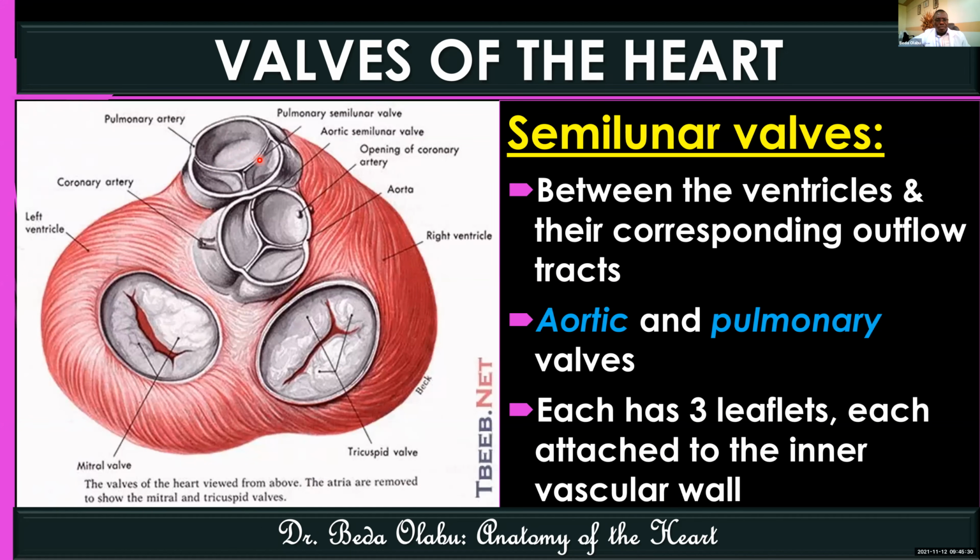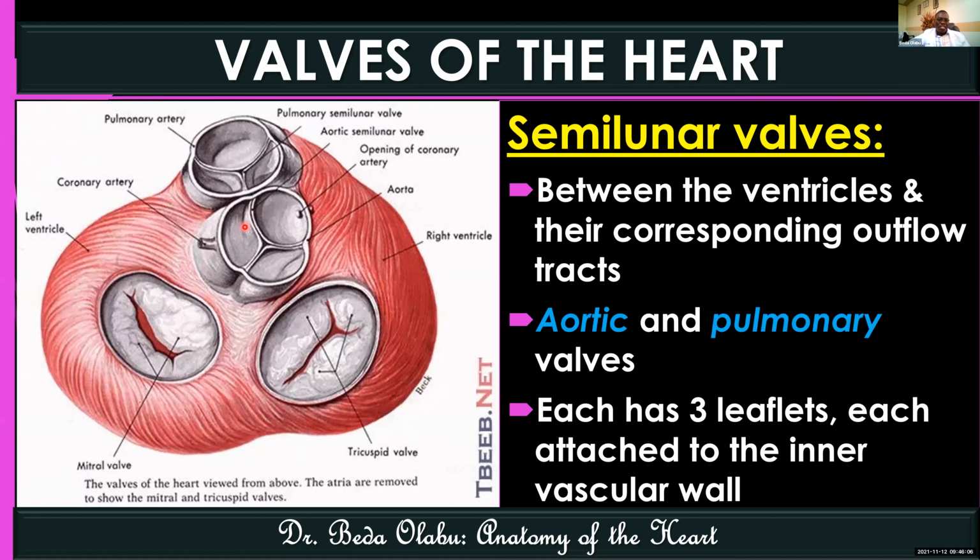Each of the semilunar valves is made up of 3 leaflets attached directly onto the inner vascular wall. So 3 leaflets attach directly onto the inner vascular wall. That is how a semilunar valve is organized. And so when you look at the valve itself from above, it will give you that nice Mercedes-Benz sign, as you can see there.